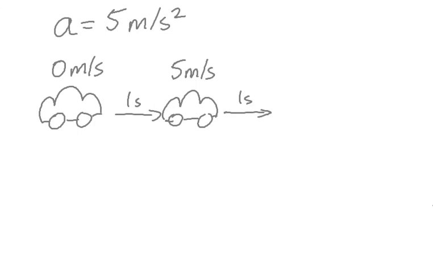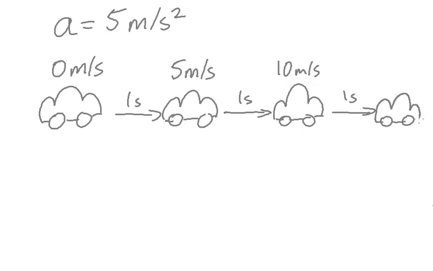Another second after that, so 2 seconds in total, it will have increased its velocity by another 5, so it'll be up to 10 meters per second, and so on and so on and so on. So after 3 seconds it will increase by another 5 up to 15 meters per second. So acceleration measured in meters per second squared, and it just tells us how much the velocity will increase by in the space of 1 second.